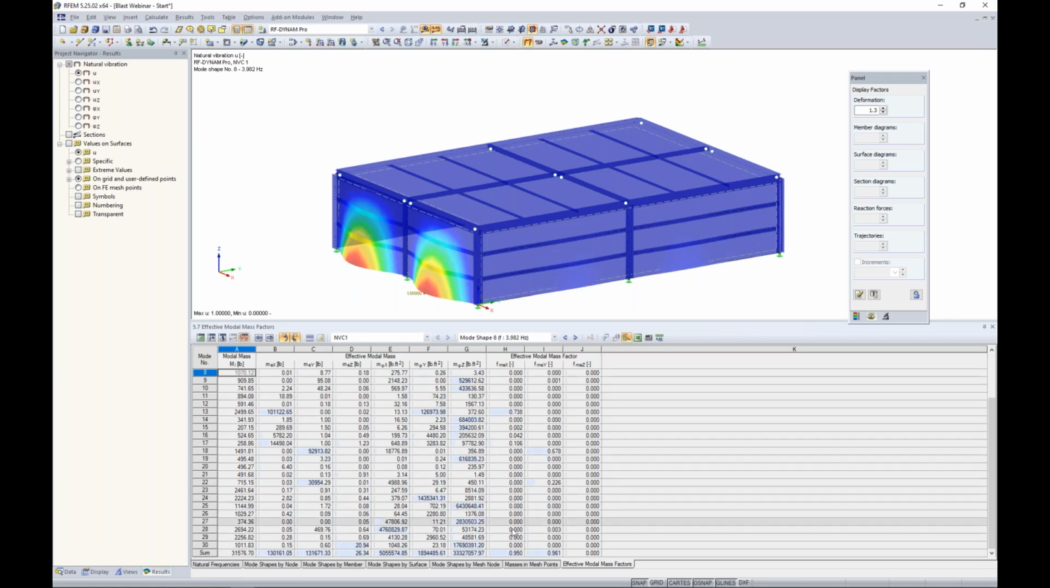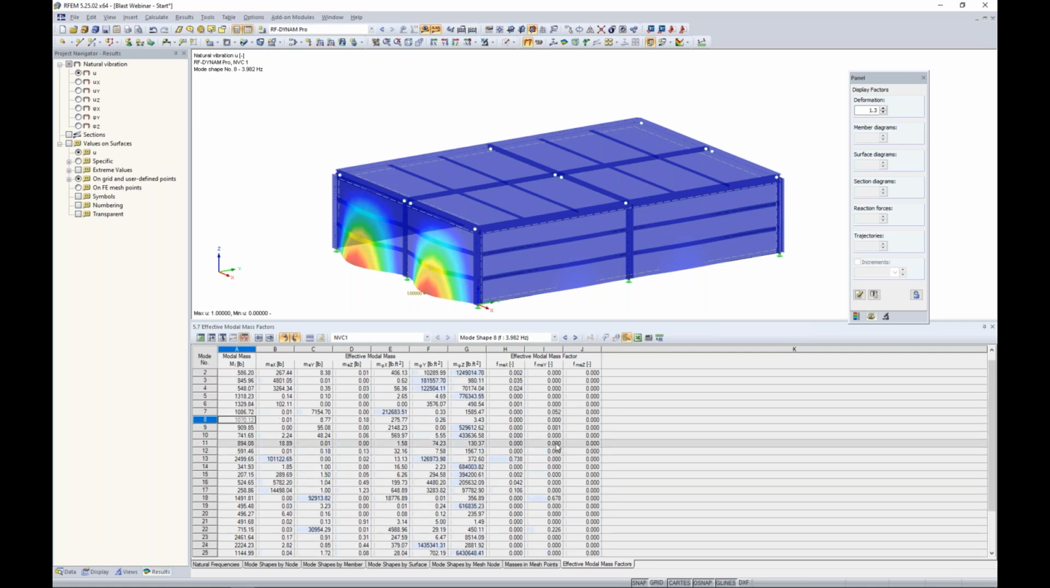And what this tells me, if I scroll all the way to the bottom, is the mass participation. And this is shown at 95% in the X direction for a sum of all 30 of our eigenvalues, and 96% for a sum of all of the eigenvalues in the Y direction. So this is great mass participation. We like to see something around 90% or more.